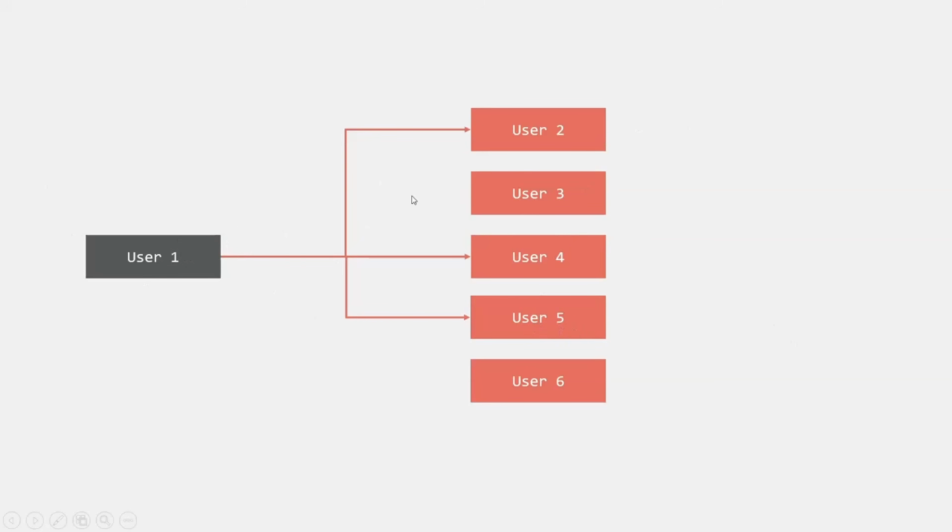For that, we are going to pass the user ID of user 1, and using that user ID, we are going to filter all the chats which contain the user ID of user 1.